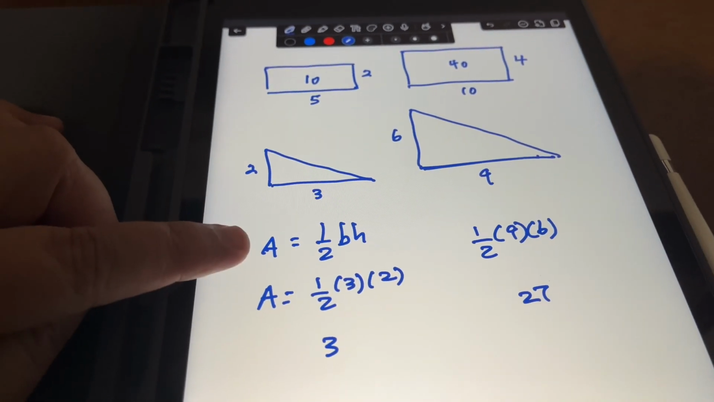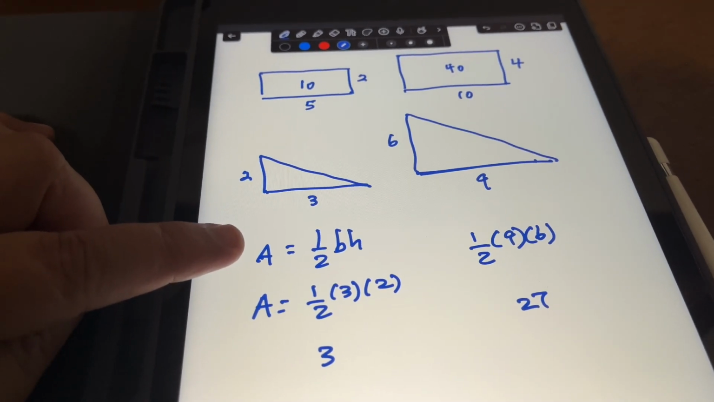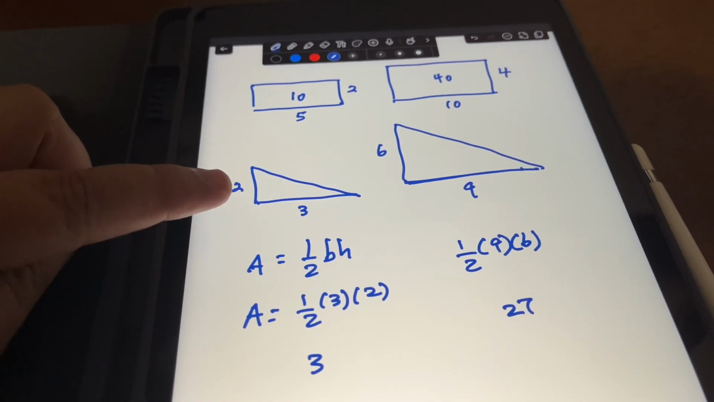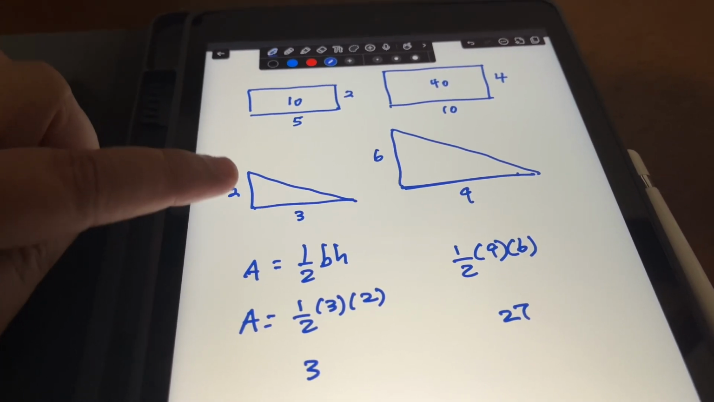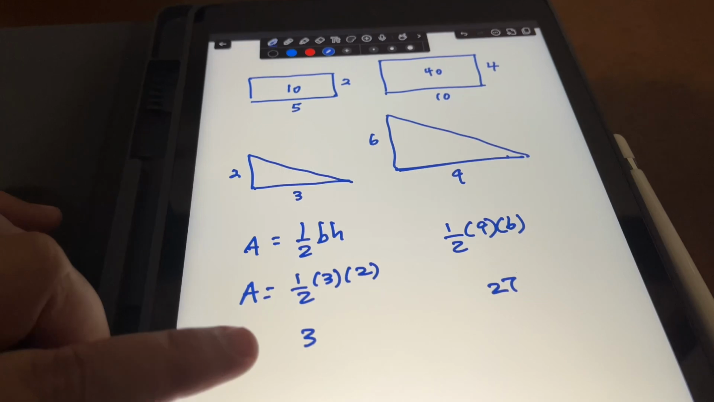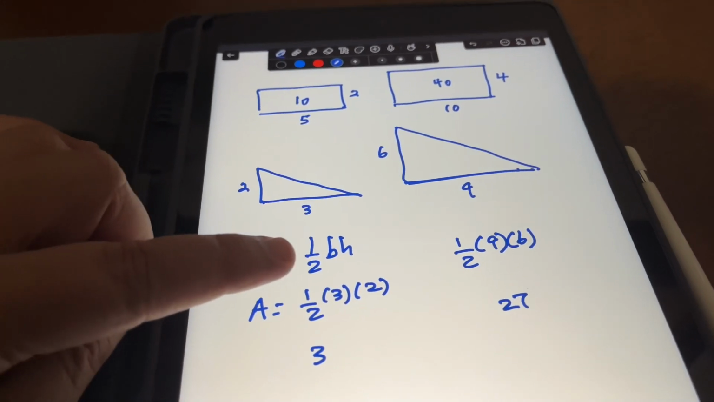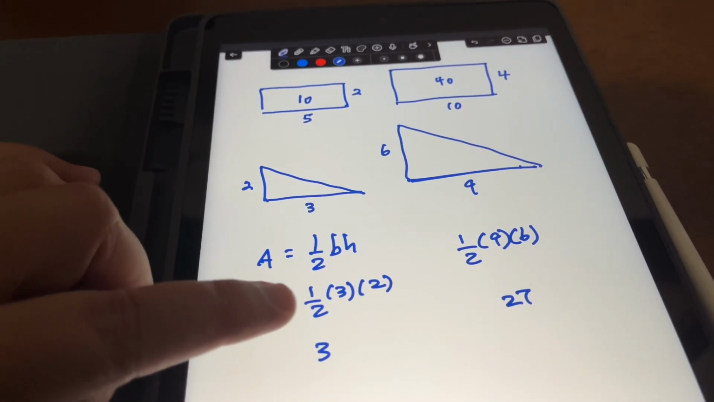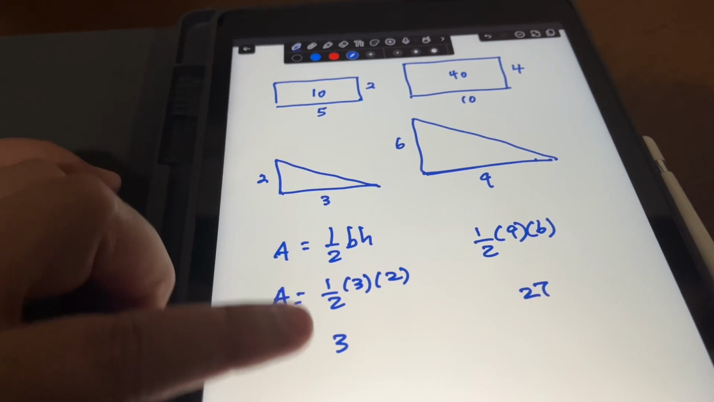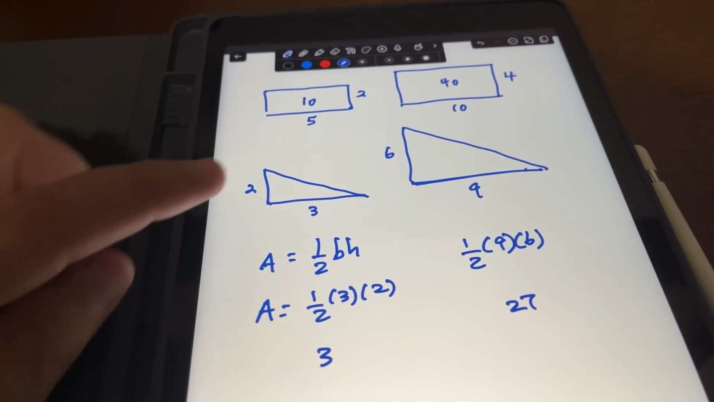This is the formula for the area of a triangle. It's 1/2 the base times the height. The base is the bottom here. The height is this vertical measurement here. So the area of this one is 1/2 times 3 times 2. 3 times 2 is 6. Half of 6 is 3. So the area of this figure is 3.